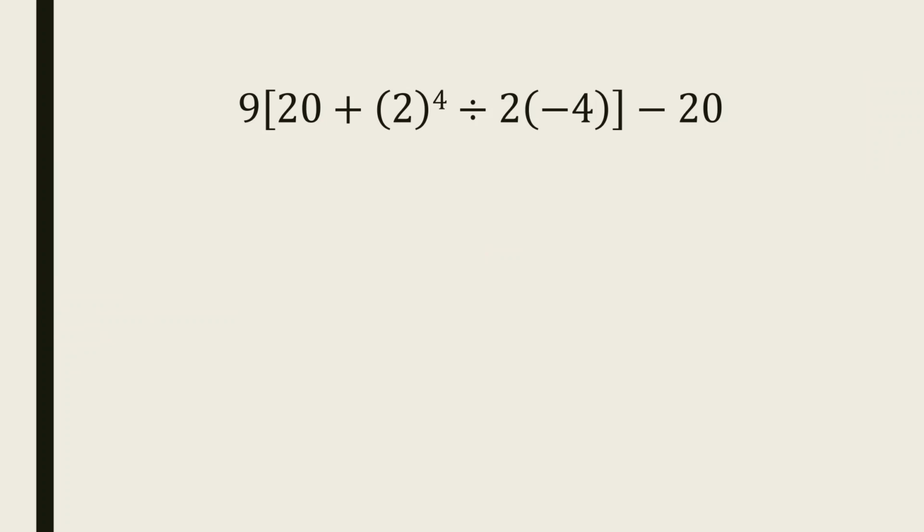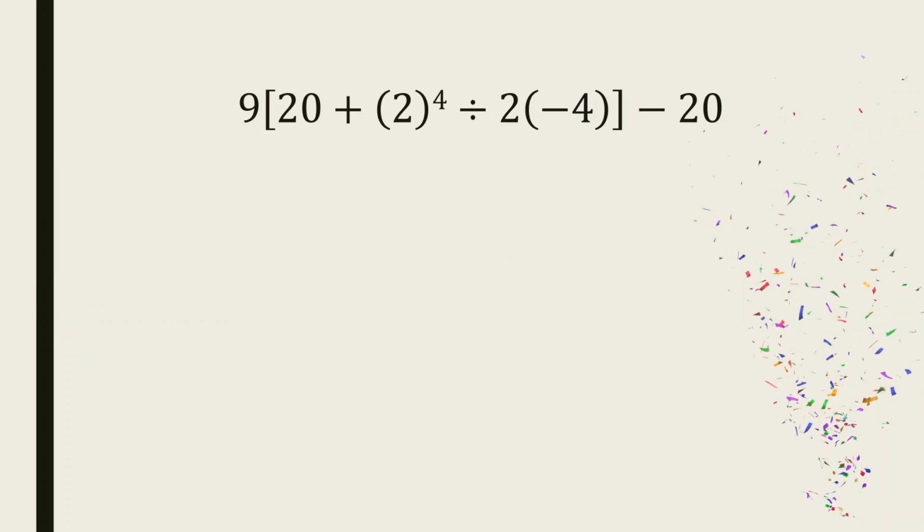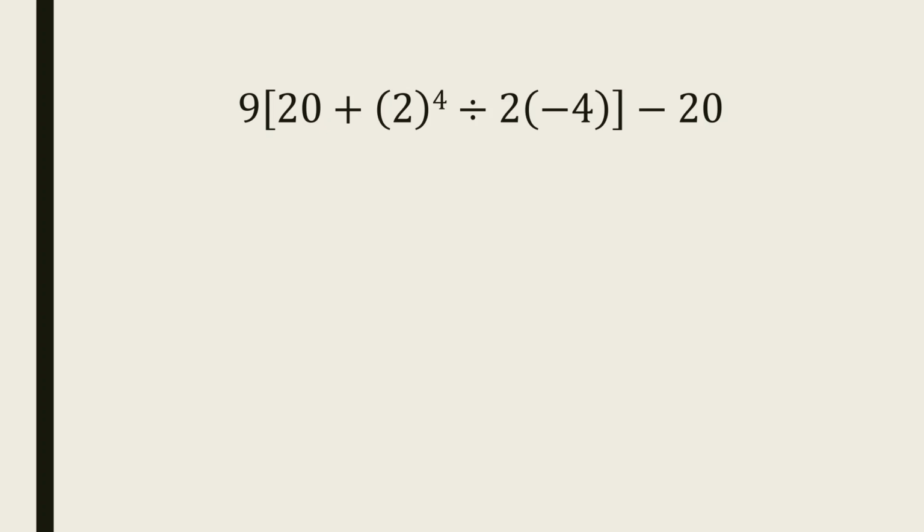Now to our last example. We have 9 groups of 20 plus 2 to the 4th power divided by 2 times negative 4, all subtracted by 20. Let's first write our acronym, PEMDAS. Don't forget our arrows and our triangle next to multiplication and division.